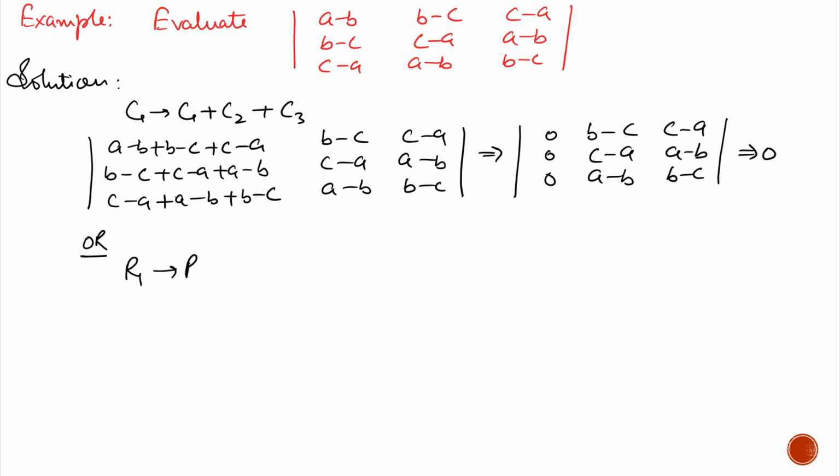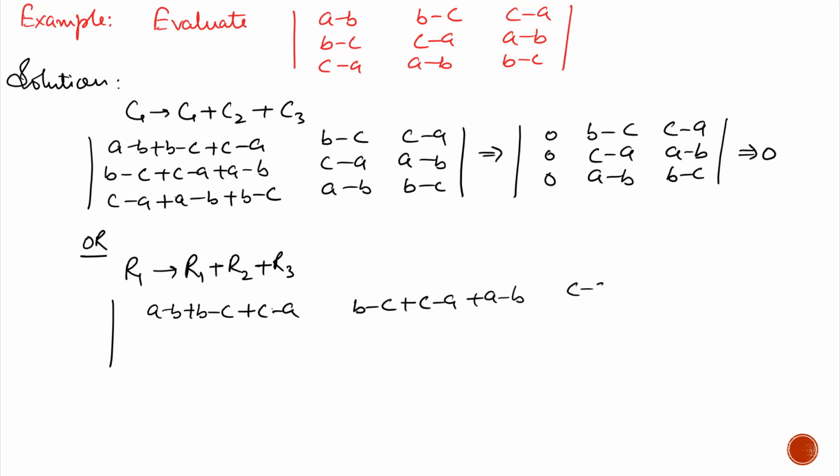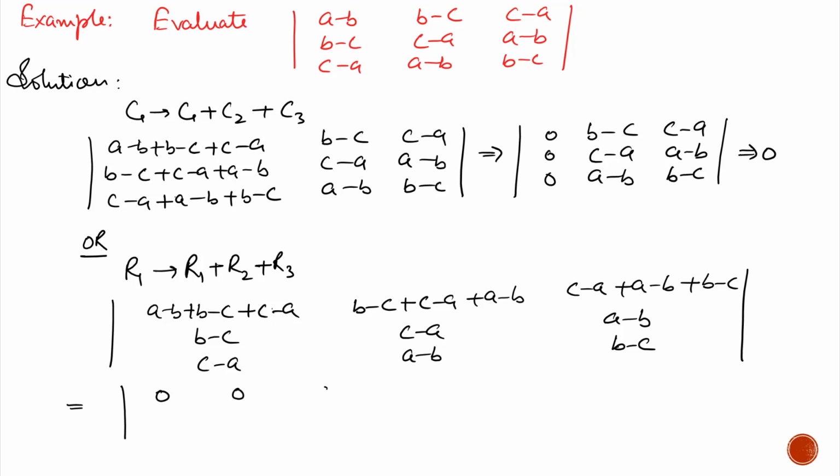Or we can use row operations in which we can say that R1 is replaced by R1 plus R2 plus R3. Now in the first row, first element is A minus B plus B minus C plus C minus A. Second element B minus C plus C minus A plus A minus B. Third element is C minus A plus A minus B plus B minus C. And the two rows remain same. In the first row we will get after calculation 0, 0, 0 and the remaining two rows are same. Because all elements of a row are 0, the value of the determinant is equal to 0.